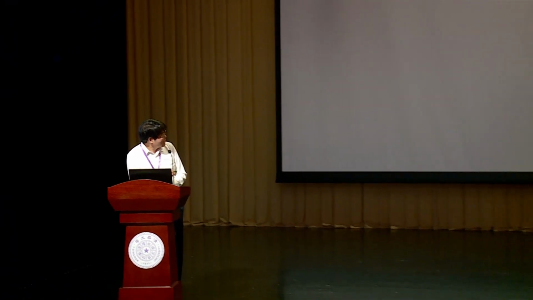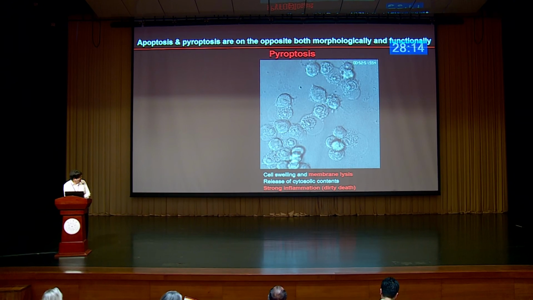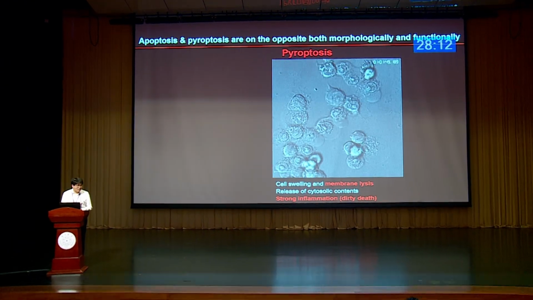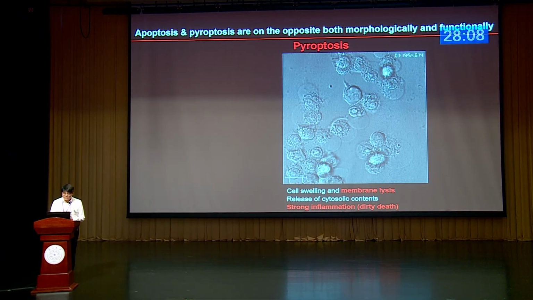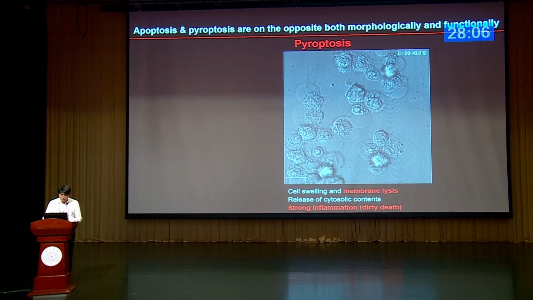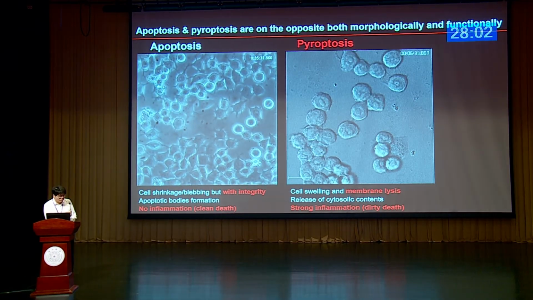So I first would like to show you what pyroptosis is, the morphological changes. As you can see from this movie, pyroptotic cells will swell and eventually burst with membrane lysis. That will release cytosolic contents and trigger a strong pro-inflammatory response. And this morphology is quite distinct from the traditional apoptotic cell death.